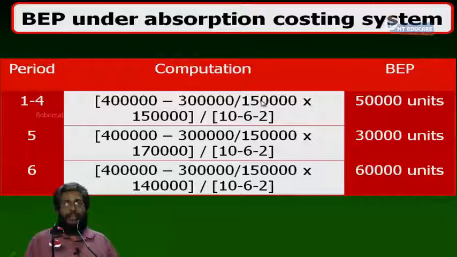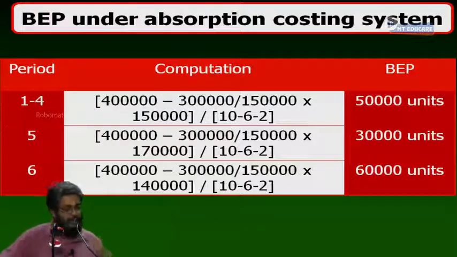What is 1 lakh 50? UD, denominator level units. What is 10? UP, units produced. What is 6? What is 2? That is the absorption rate. How did I get it? FMOH divided by UD. Respond yes or no? No. Copy the slide quickly.